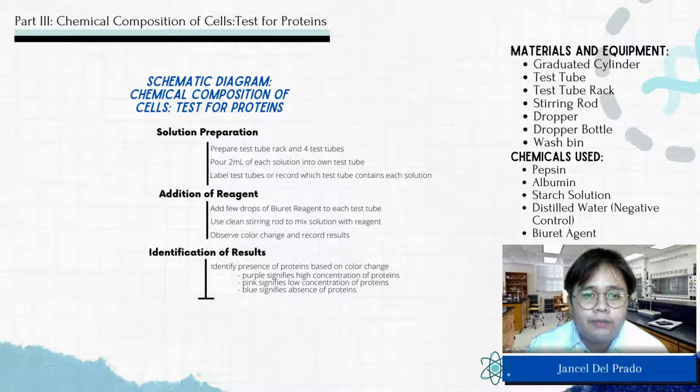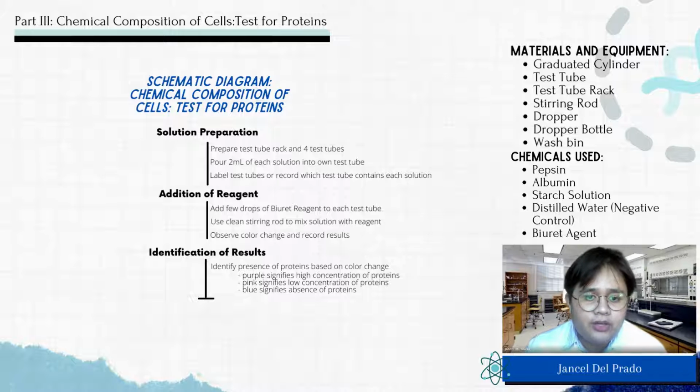We start off by preparing a test tube rack with 4 test tubes for each solution that we are about to test. We then add 2 milliliters of each solution to the respective test tubes, with the use of a graduated cylinder for precise measurements. We then proceed to label them in order for us to remember which test tube contains which solution. The 4th test tube shall contain distilled water, which shall serve as a negative control.